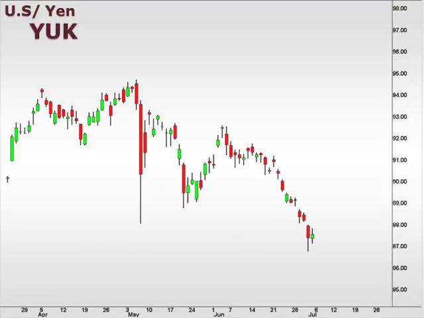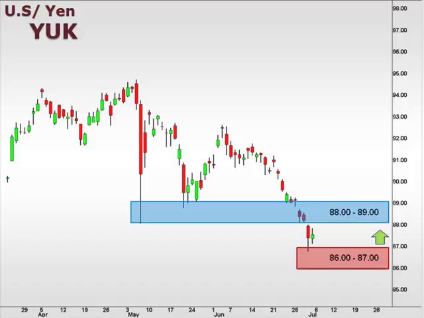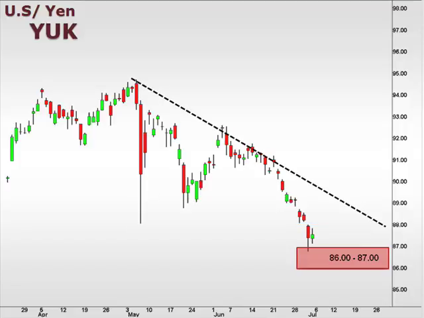Well, the YUK, the US versus the Japanese yen, shows a continuation to the downside as the US dollar slides lower against the yen. However, after approaching an important support level at 86.87, we suspect a bounce and possible retest of the 88.89 focal zone for resistance. However, in the bigger picture, the trend remains down.